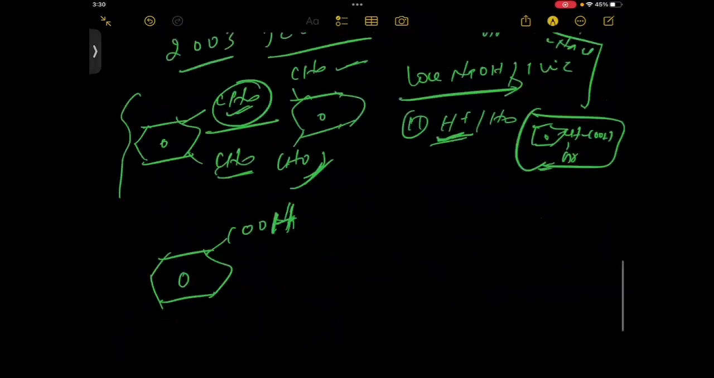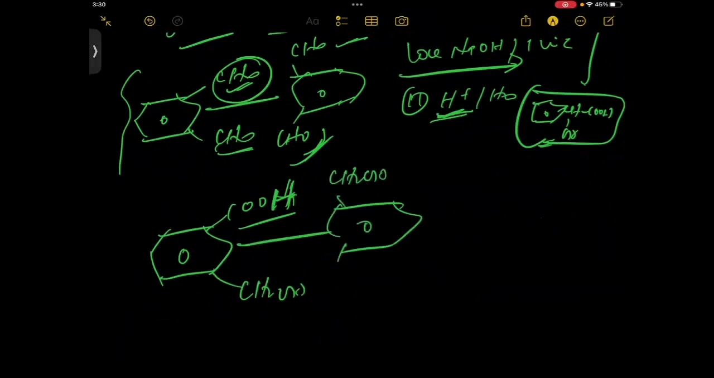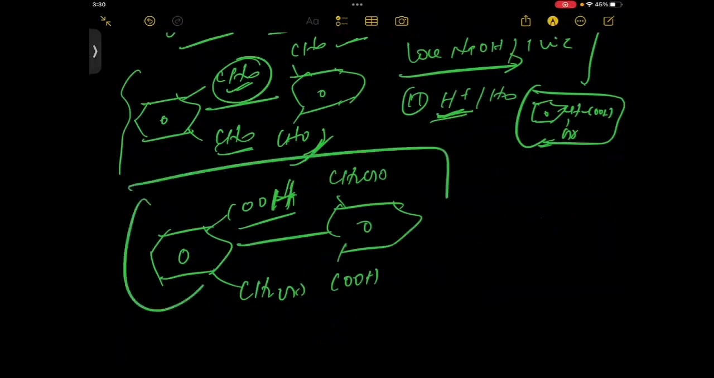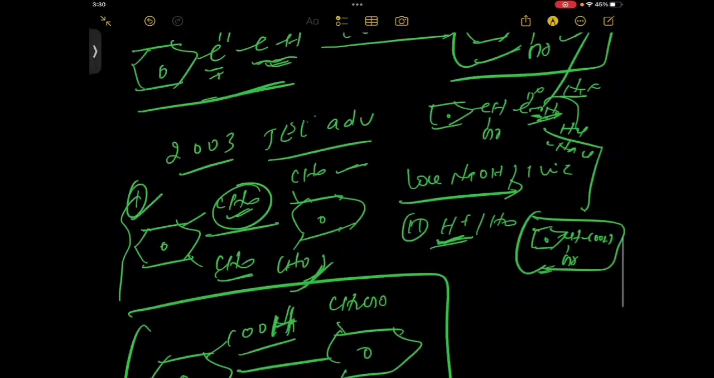So now here is CHO. So COH will form, and here is the CH2. One part will be oxidized, the second part will be the reduced form. Here will be the reduced form, CH2OH. That second part will be the oxidized part. Okay. So this is the product of this question, which was asked in JEE Advanced.